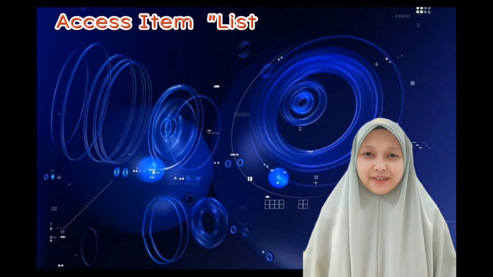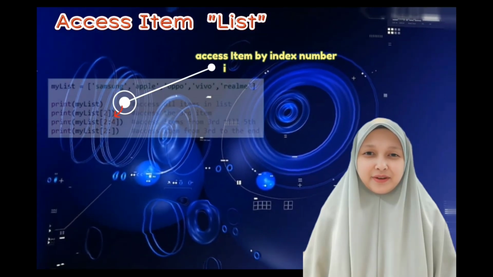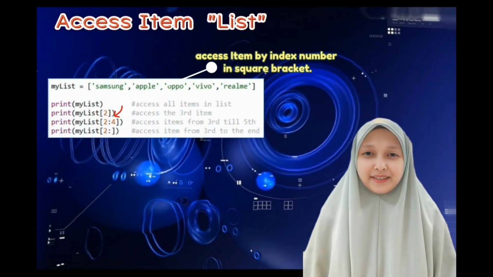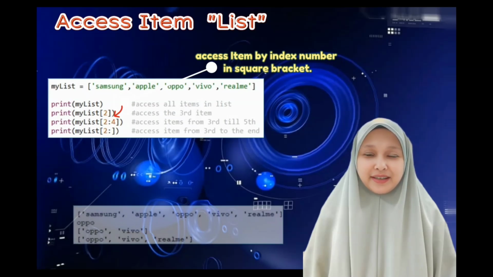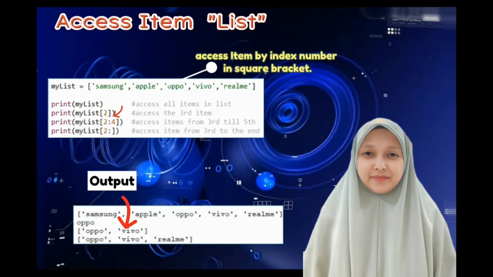To access an item in a list, use the index number in square brackets. When you print mylist, the output will display the items according to the index numbers specified in the square brackets, which are the items at index number 2 and 4. The output will show the phone brand names Oppo and Vivo.